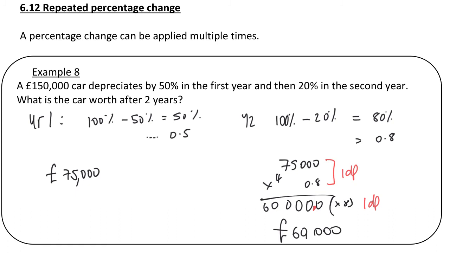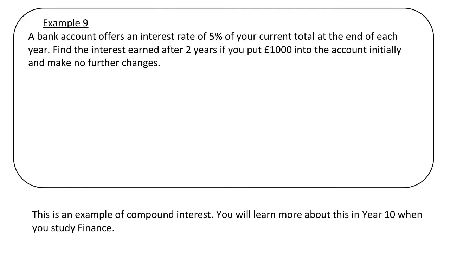Now, one of the things to note here is that in the question, it said depreciates, and that's a word that we know means to decrease. So depreciation means to decrease, to go down in price. The opposite of depreciation is appreciation. So if it said the car appreciates, then that would mean that the price would increase. Which takes us to example 9.